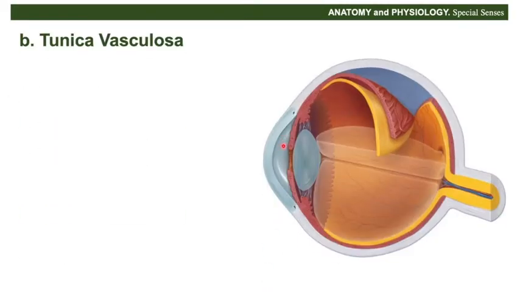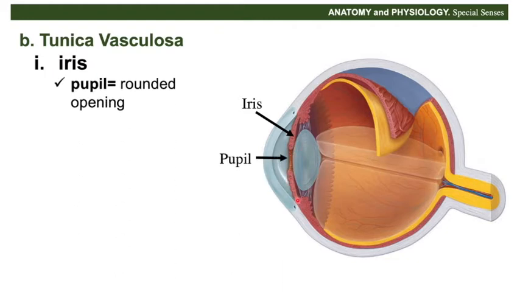The middle vascular layer of the eyeball is known as tunica vasculosa, which has 3 regions: the iris, ciliary body, and choroid. The iris is a pigmented, flattened ring structure that is visible through the transparent corneal surface. It has a rounded opening, the pupil, through which light passes. The iris contains blood vessels, melanocytes, and 2 layers of pupillary muscles. When these muscles contract, they change the diameter of the pupil.